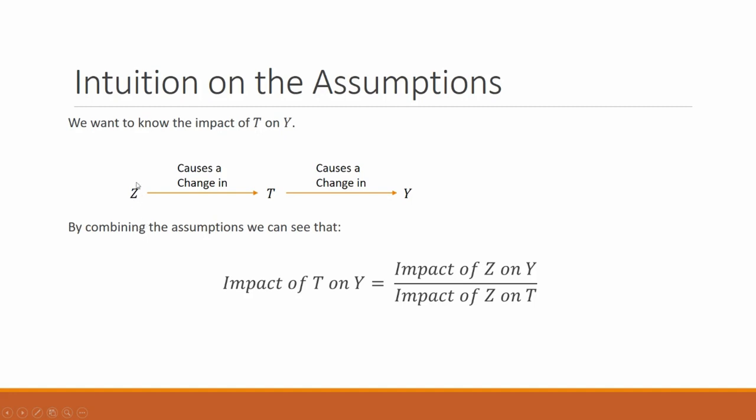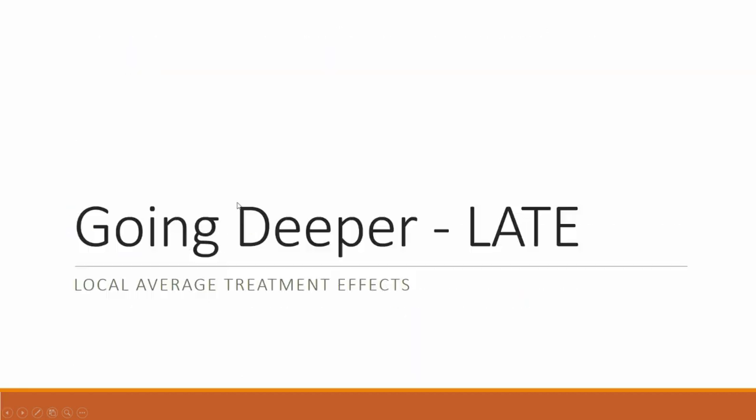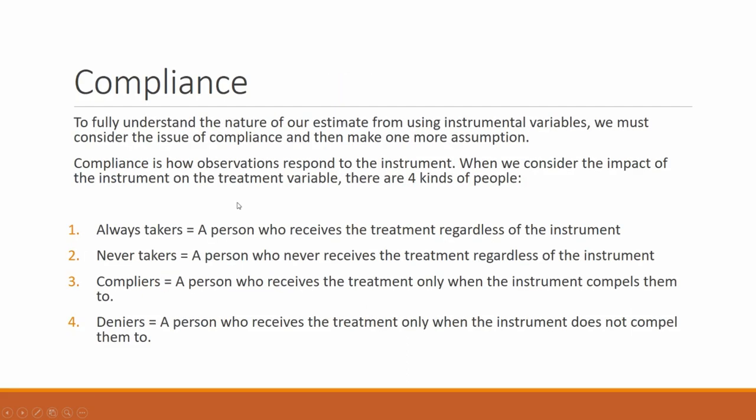Then there's compliers. For compliers, Z impacts T. For compliers, Z causes them to receive the treatment. All right, so Z has an impact on compliers. Then there's deniers. Z has an impact on T for deniers. But it's the opposite. For deniers, Z causes them to not receive the treatment. All right, let me give an example, and I think it'll make it more clear.